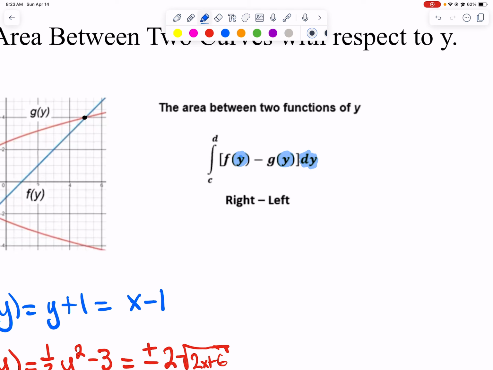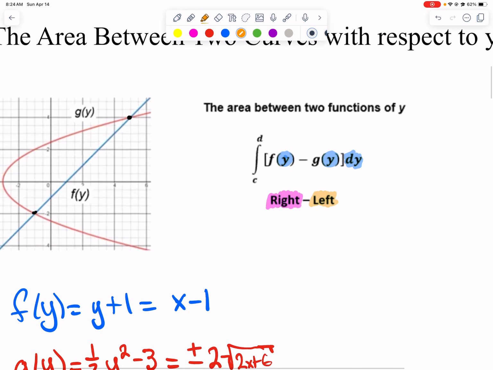And the way we're going to approach this is we're going to take that right function and subtract the left function. So we're going to take right minus left, which is a little bit opposite of reading. So it's a different setup. Once we do a few of these, you should be off and running.